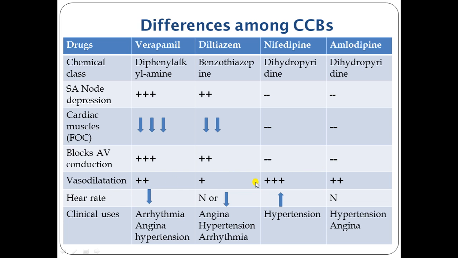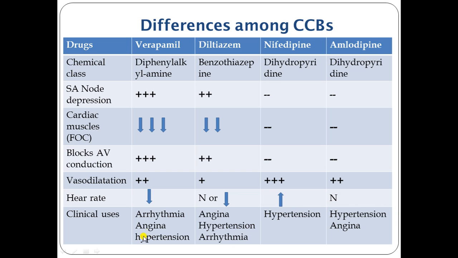Vasodilatation is prominent with the nifedipine and amlodipine group of drugs, while it is less with verapamil and very less with diltiazem. Heart rate with verapamil decreases. With diltiazem, it either remains normal or decreases, and with nifedipine it is increased because of the reflex vasodilatation, which produces a sudden fall in blood pressure, compensatory reflex sympathetic overactivity, and tachycardia. But amlodipine and other newer agents do not have the problem of reflex tachycardia.